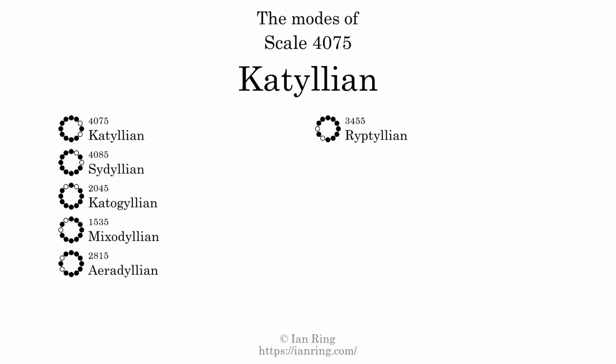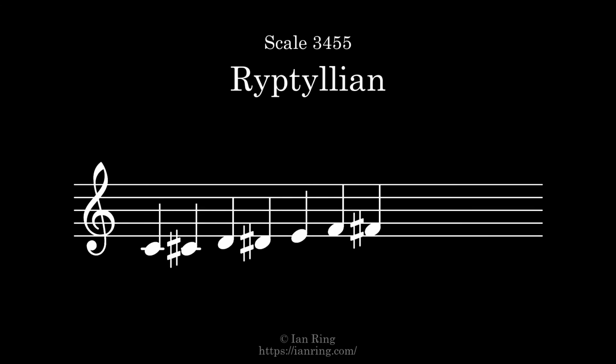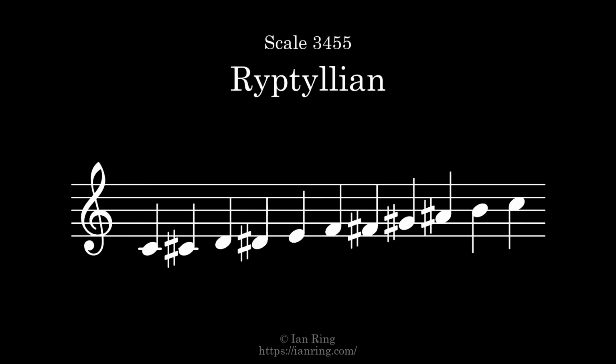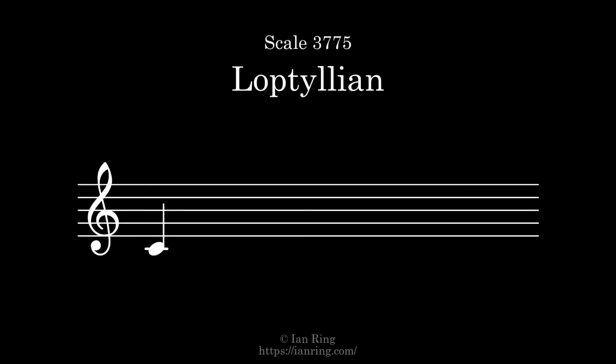The sixth mode is scale 3455, also known as Reptilian. It sounds like this. The seventh mode is scale 3775, also known as Loptillion. It sounds like this.